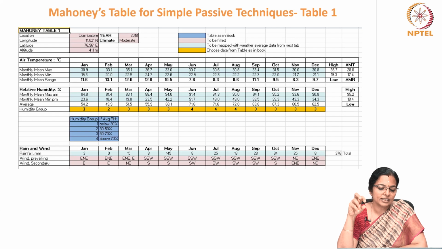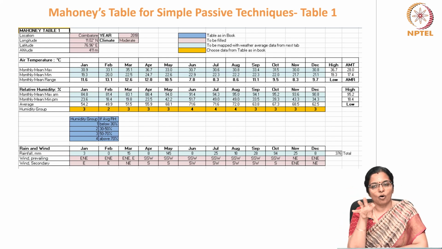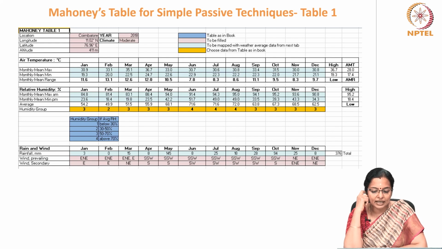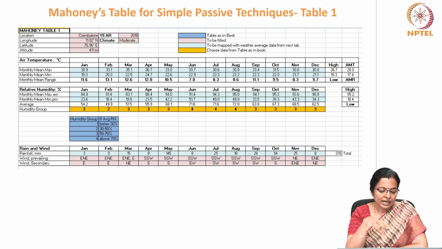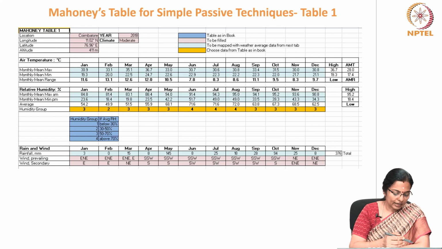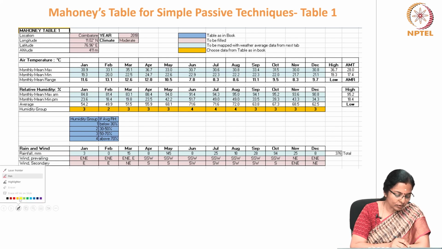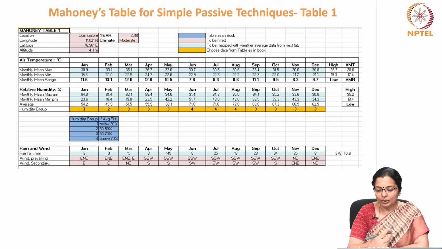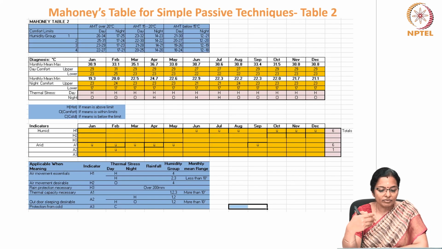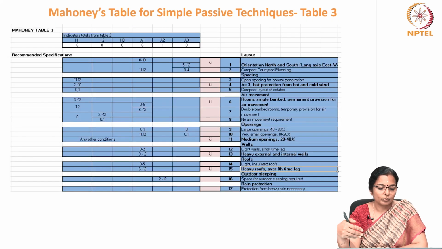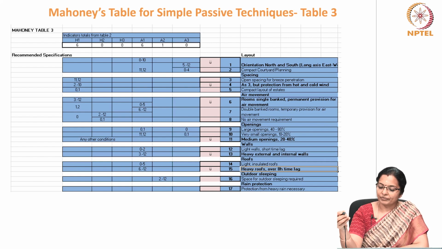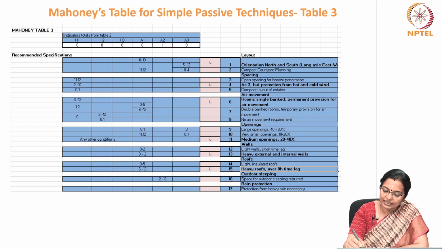If we look at the 2018 data of Coimbatore, I have done all these entries and eventually arrived at this table. In this table, I have followed all the rules leading me to a set of indicators. After having entered all the data, eventually I land up with a recommended specification. For Coimbatore, the recommendations as given by Mahoney's table are like this.